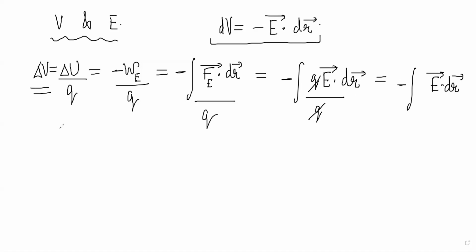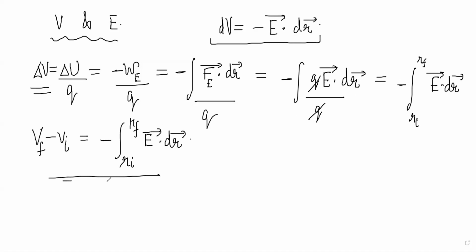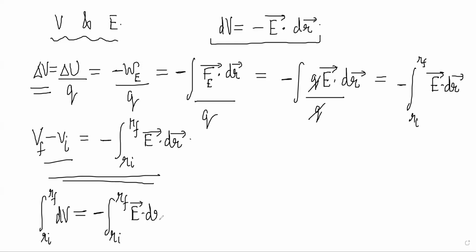This is the change in potential when you go from some point to some point, so from R initial to R final. V final minus V initial is equal to the negative of the integral from R initial to R final of E dot dr. This is the integral version. The differential version: this can be written as the integral from R initial to R final of dV, equal to the negative of the integral from R initial to R final of E dot dr. And therefore you can say that dV is minus E dot dr.